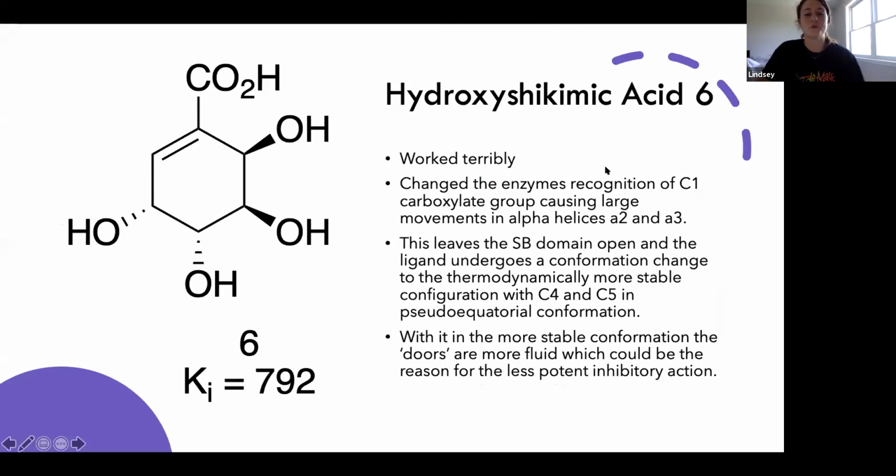So basically with the 6 hydroshikimic acid, they found that it worked terribly. They changed the enzyme's recognition of the C1 carboxylate group, causing movements in alpha helices A2 and A3. And this basically left the enzyme in an open configuration. And then the ligand would undergo a conformational change to the thermodynamically more stable configuration, with C4 and C5 basically in the opposite conformation than what is needed for the closed enzyme to occur.